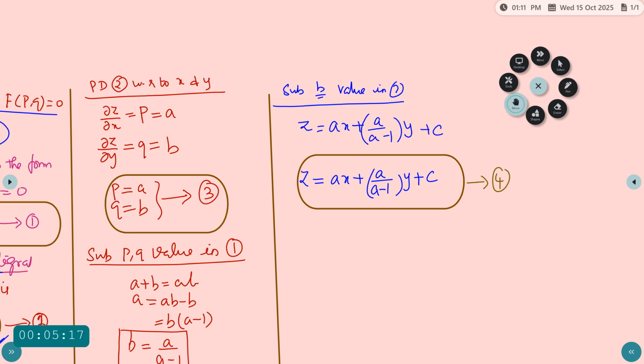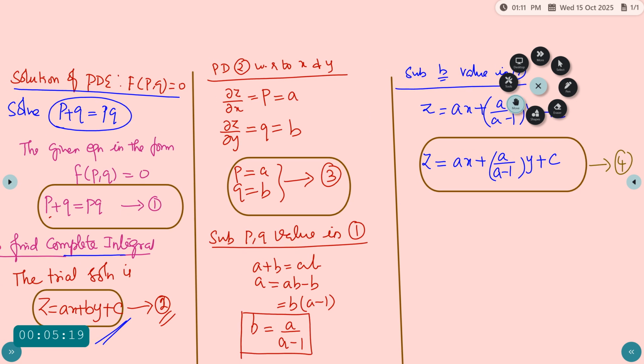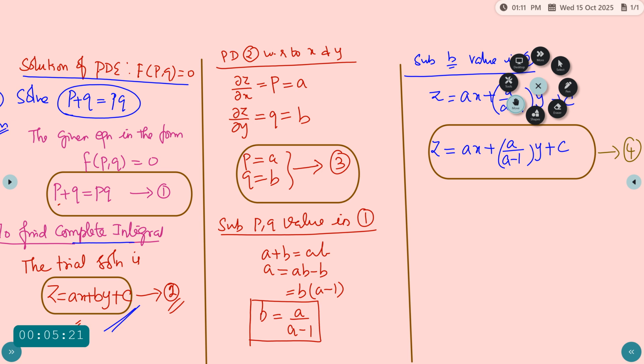How can we find the complete integral? Let us consider the trial solution as z equal to ax plus by plus c. Then partially differentiate with respect to x and y, we can get the values for p and q. Now, try to find the value for b from the given equation. Then substitute the value for b in the trial solution. That is called the complete integral.